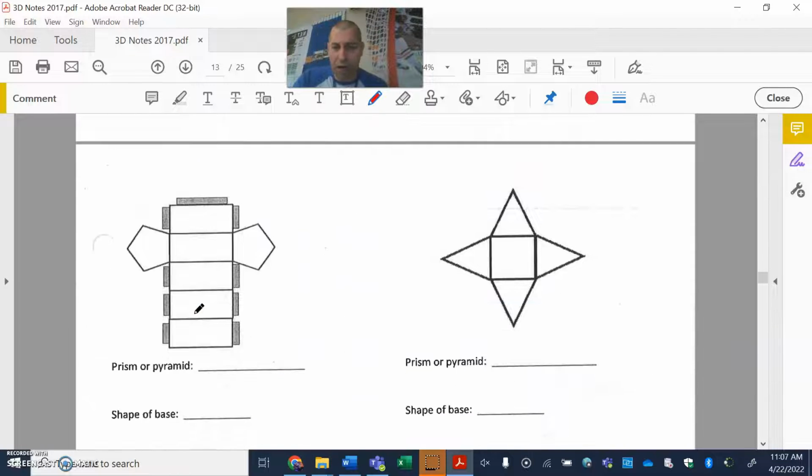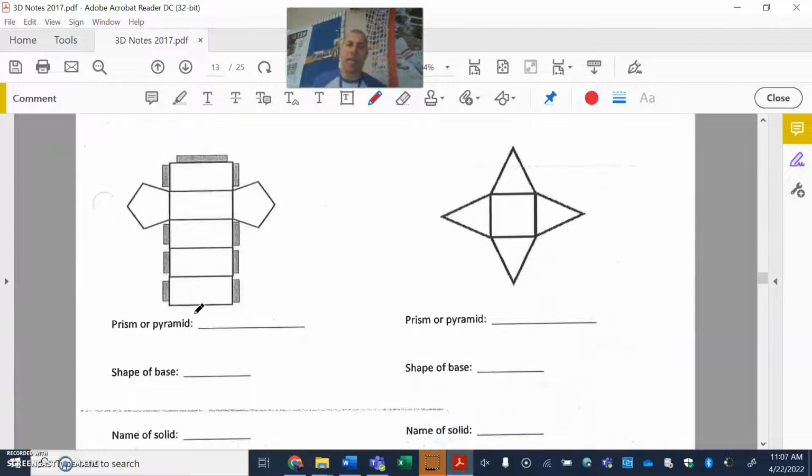So we'll go a bit further here. This is going to generalize things. So is it a prism or a pyramid? Well, this is a prism. Now, why is it a prism? Take a look at all these guys. What shapes are all those? Well, they are all rectangles. So in a prism, you have a shape on the bottom, a shape on the top, and then rectangles wrapping all around it.